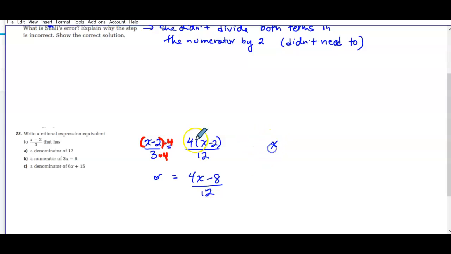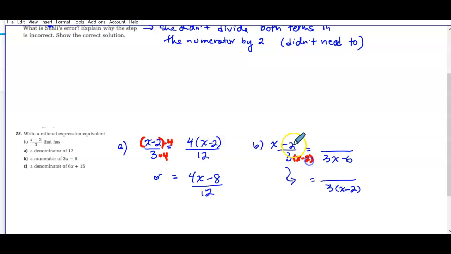Denominator, so now here, so that was a, b, so we have x minus 2 over 3, and now we need a denominator of 3x minus 6. So you have to think about how to get 3x minus 6 from here. We can't just go x minus 6, x minus 6. Those aren't factors, right? So this, remember, is 3 times x minus 2. So factor that denominator. All right, so how do we get 3 times x minus 2 here? That means we need to multiply top and bottom by x minus 2.